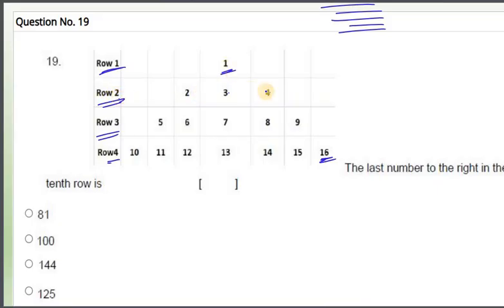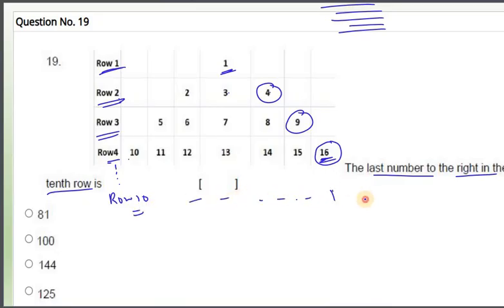1 only. Row 2, what is the last number? 4. Row 3, what is the last number? 9. Row 4, what is the last number? 16. Now what we have to find? The last number to the right of the 10th row. So like this you have to move up to row number 10. So what will we get as the last number here? They are asking this one.